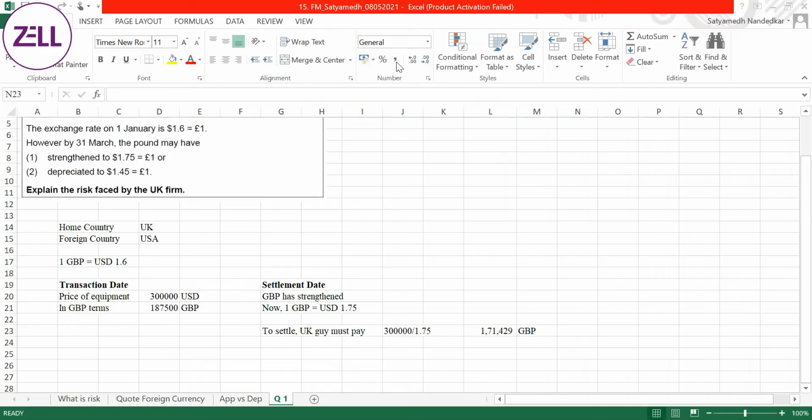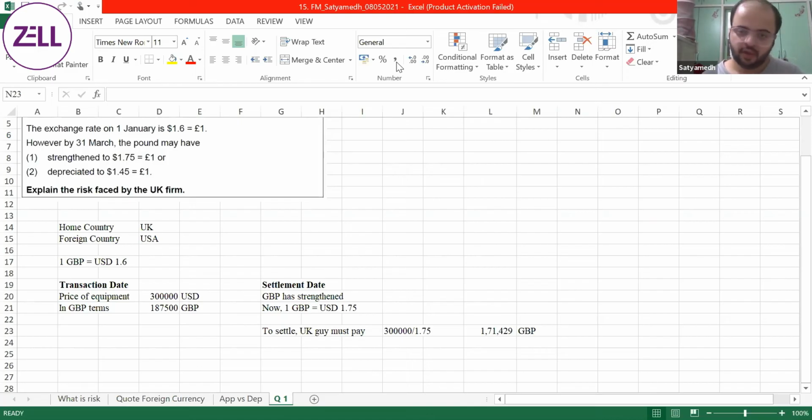If the pound has strengthened, that is the dollar has grown weaker, it means one thing: instead of paying 1,87,500, I am now paying only 171, whatever that amount is. So as an importer, have I gained or have I lost? Gained. As an importer, I have gained.